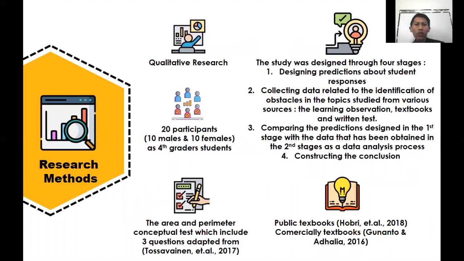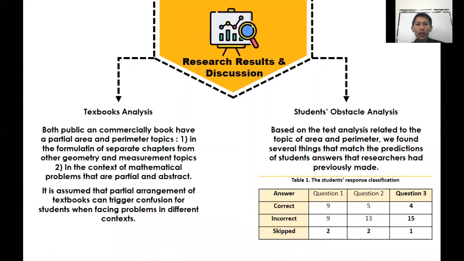from fourth grade students. So qualitative research was conducted in this study with 20 participants as fourth grade students, using an instrument, the area and perimeter conceptual test, which includes three questions adapted from Tossavainen et al. 2017. In this research, we found two parts of the research results.